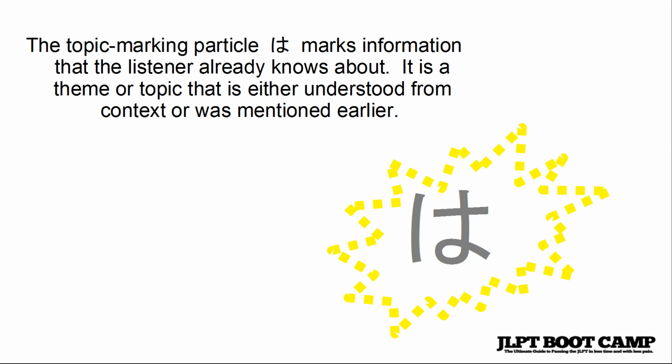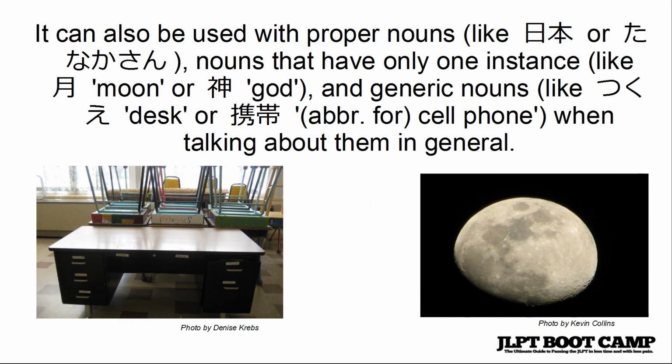It's a theme or topic that is either understood from context or was mentioned earlier. For example, it can be used with proper nouns like Nihon, which is Japan, or Tanaka-san, Mr. Tanaka, because the listener knows specifically who or what that is. Or things that have only one instance, like the moon, tsuki, or God, kami. In some religions there's only one God, and so when we talk about that, we can use the wa particle.